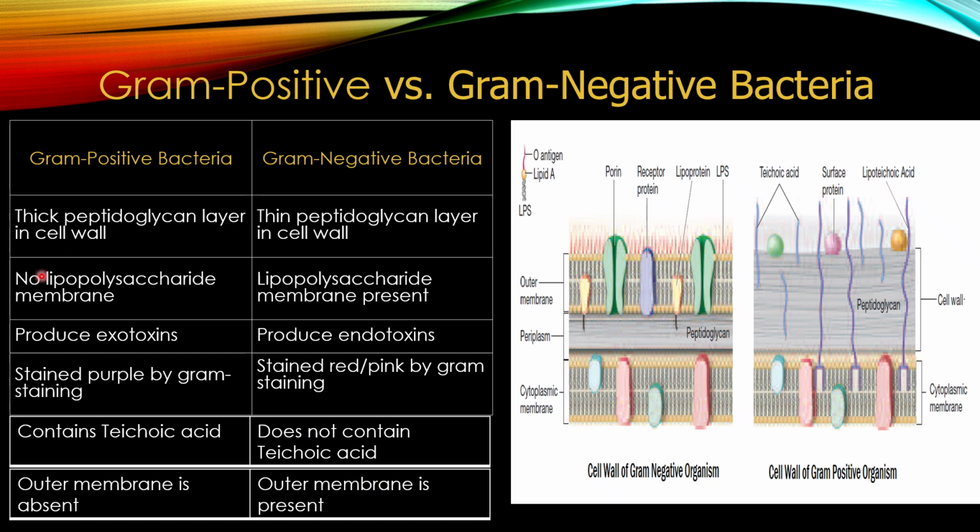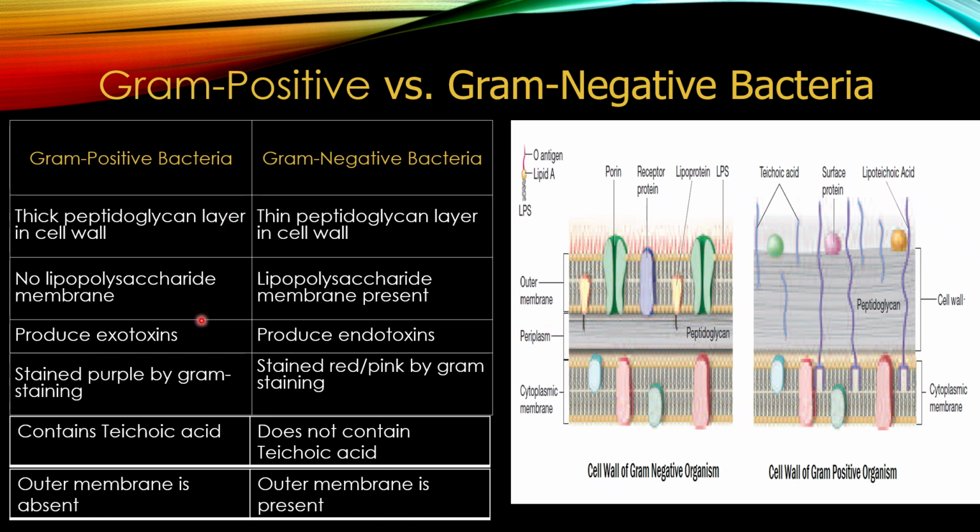And then, in gram positive there is no lipopolysaccharide membrane, and in gram negative the lipopolysaccharide membrane is present. Here in gram positive you cannot find the LPS layer, that is the lipopolysaccharide layer, whereas in gram negative, see here, you can find the lipopolysaccharide layer, the LPS layer. So this particular layer is not present in gram positive.